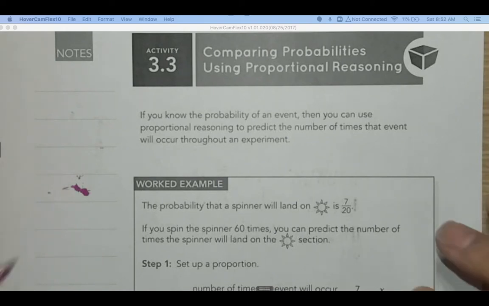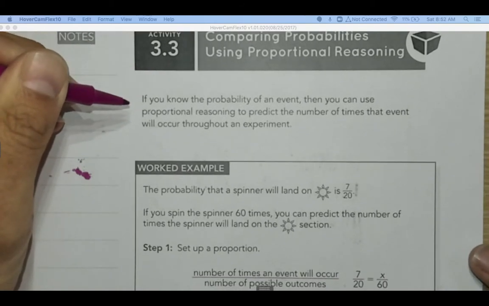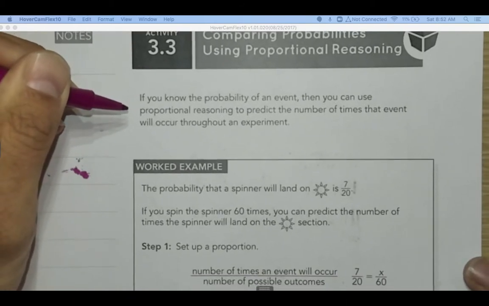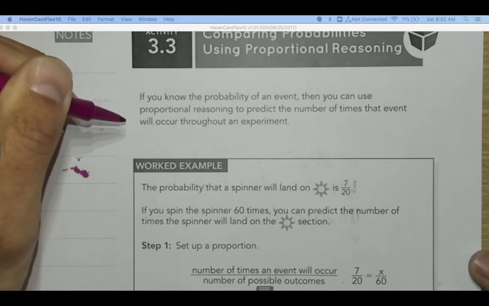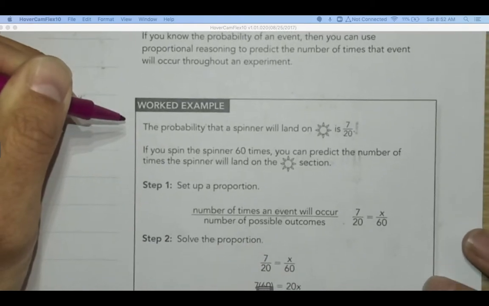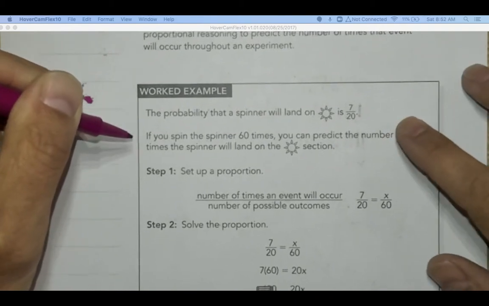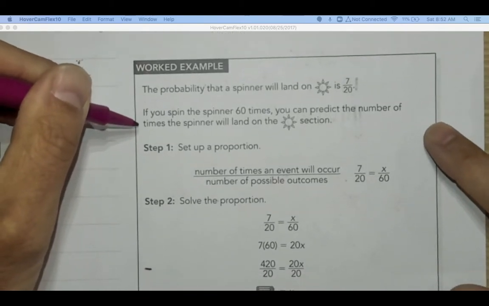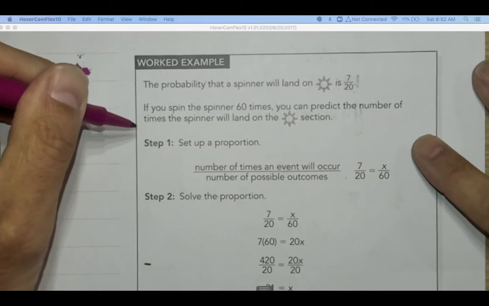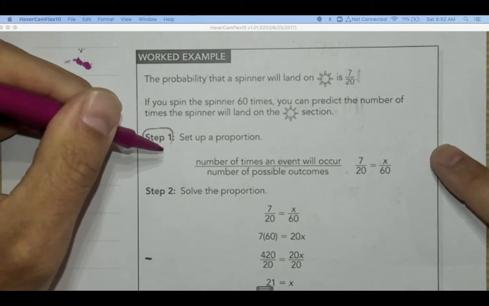All right, activity 3.3, comparing probabilities using proportional reasoning. If you know the probability of an event, then you can use proportional reasoning to predict the number of times that event will occur throughout an experiment. Worked example. The probability that a spinner will land on the sun is 7 out of 20. If you spin the spinner 60 times, you can predict the number of times the spinner will land on the sun section. Step 1, set up a proportion.